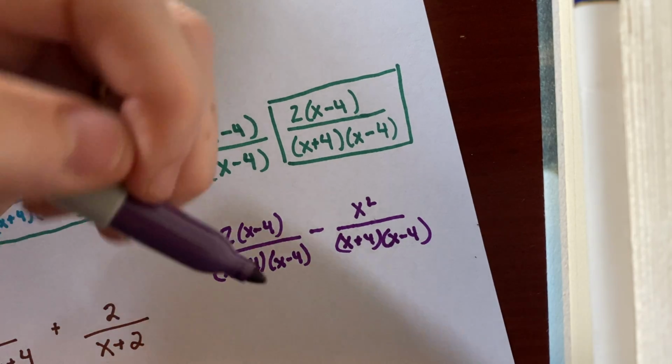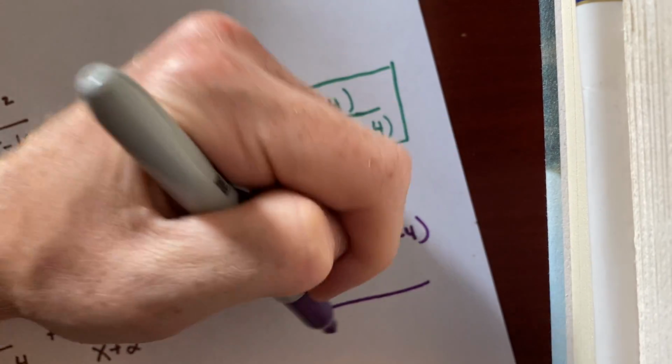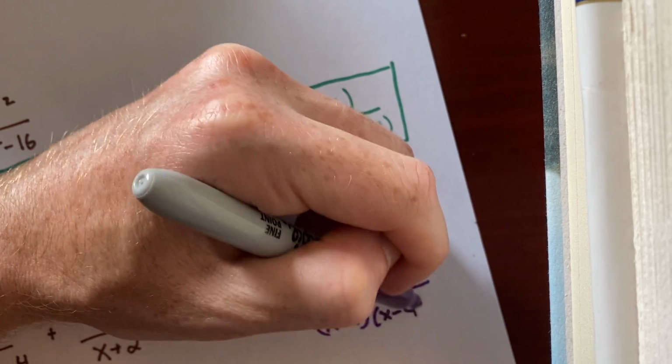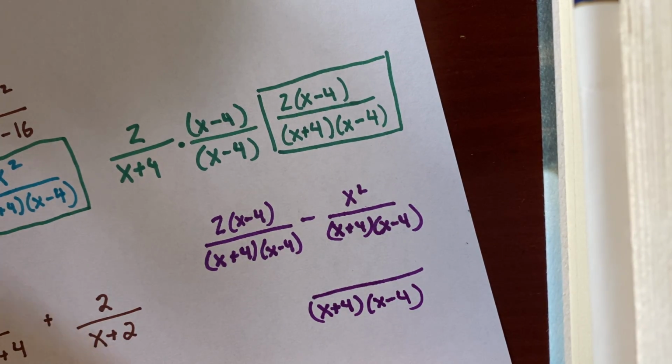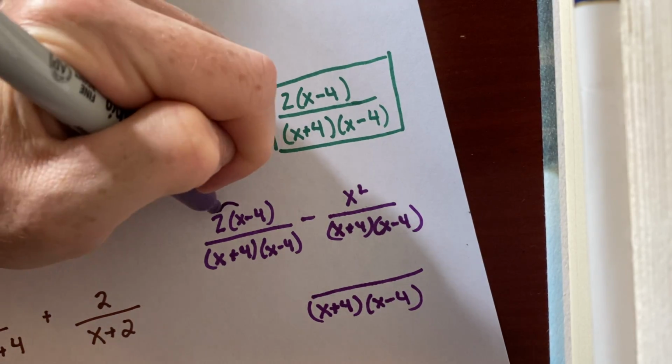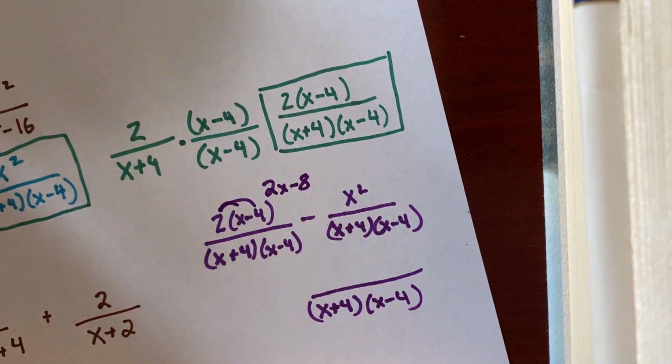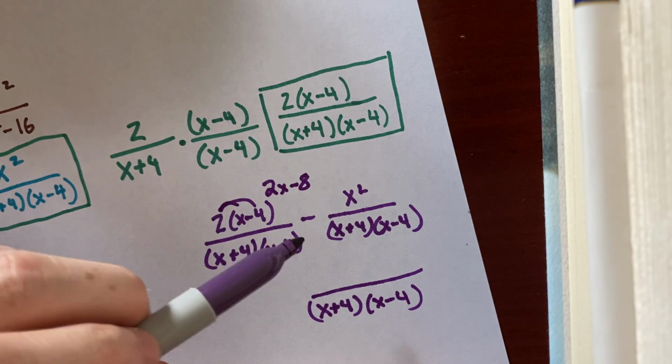All right, common denominator is there, so I'm good. I'm going to write my denominator in right off the bat, x plus 4, x minus 4. And then in my numerator, if you really wanted to, you could go ahead and distribute this. This gives me a 2x minus 8.